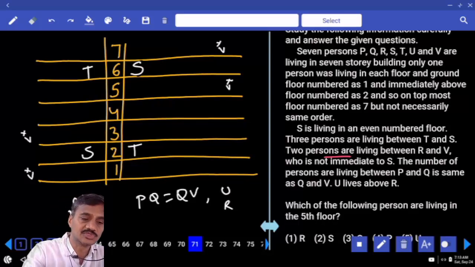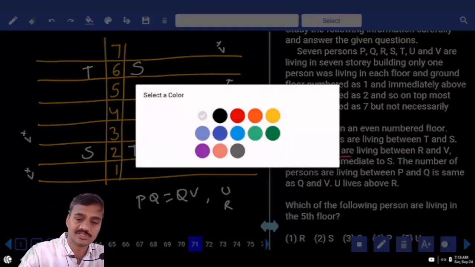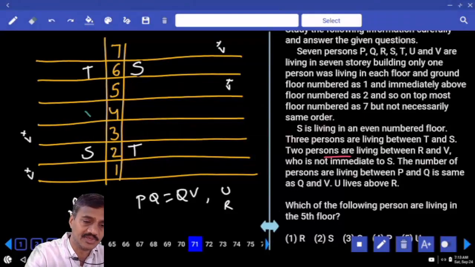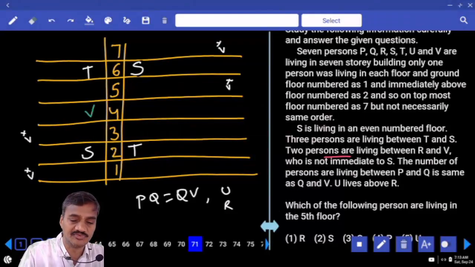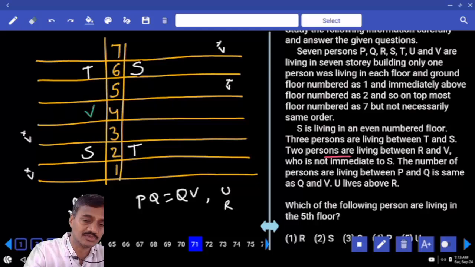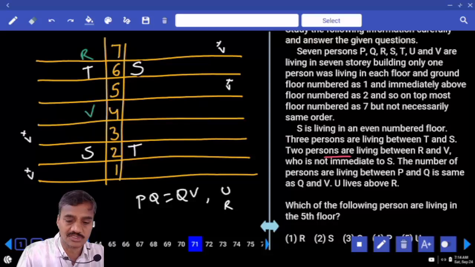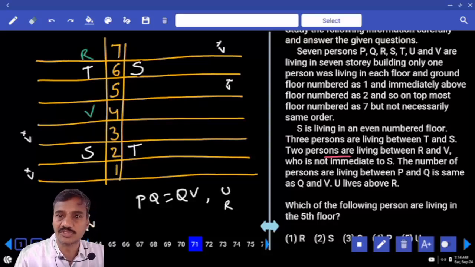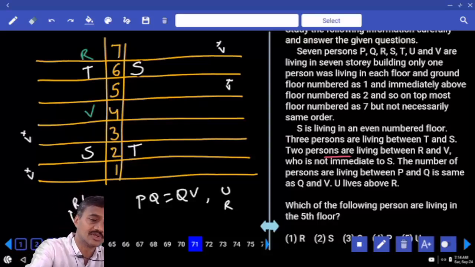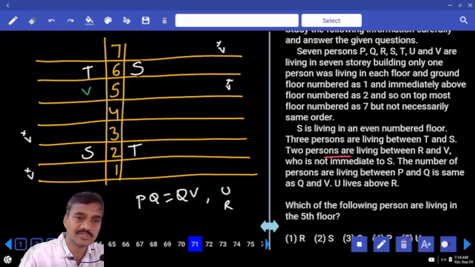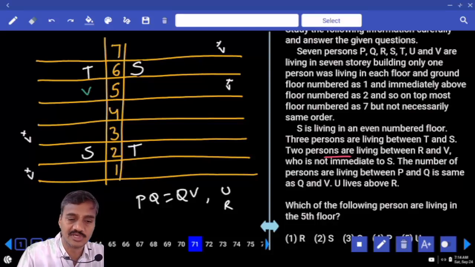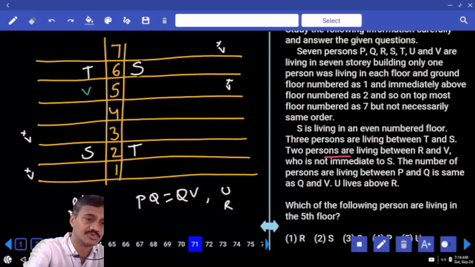Now let us take the V possibility. If you take V at this place, and there are 2 persons between V and R, hence 1, 2, R must be at this place. Is that fine or not? If R is here, then U is above this R. Is it possible? No. Hence this V cannot be here. Now, as V cannot be here, can we have V at this place? And 2 persons between V and R means S and R must be in the same place, which is not possible. V cannot be here as well, hence V must be here.